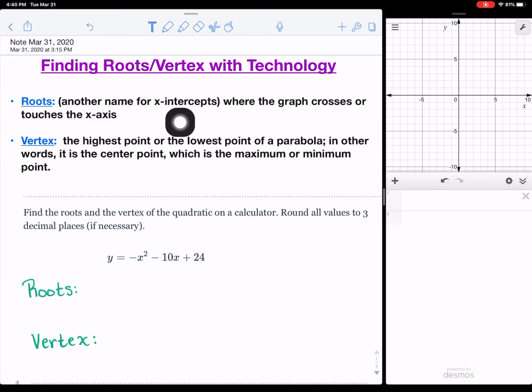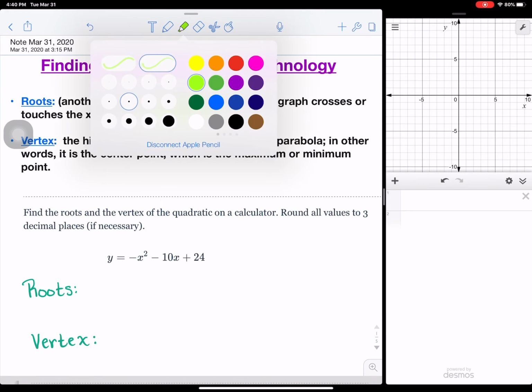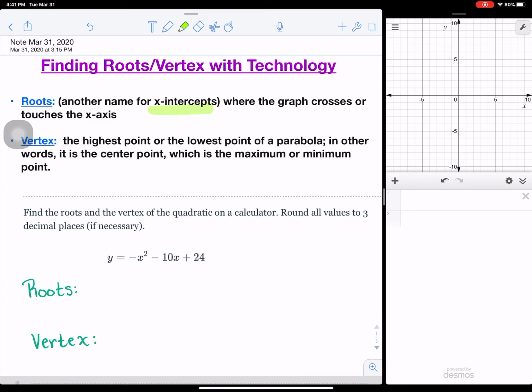Roots are another name, like a nickname, for x-intercepts. This is where the graph crosses or touches the x-axis. So roots mean the x-intercepts, and it's where your graph crosses the x-axis. Now vertex is either the highest or the lowest point of your parabola. It is your center point. It's right in the middle.